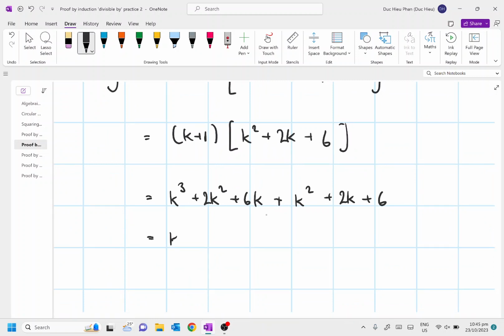So what we're going to have is k cubed plus 5k, because we're moving it apart. Then we're going to add another k just to compensate.